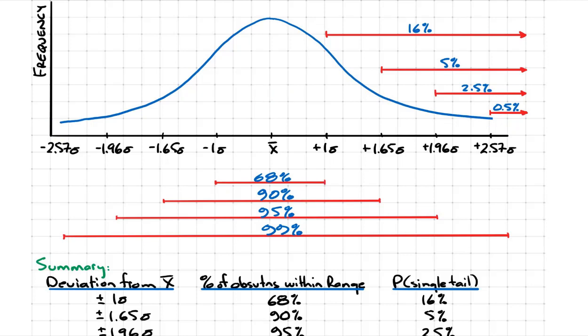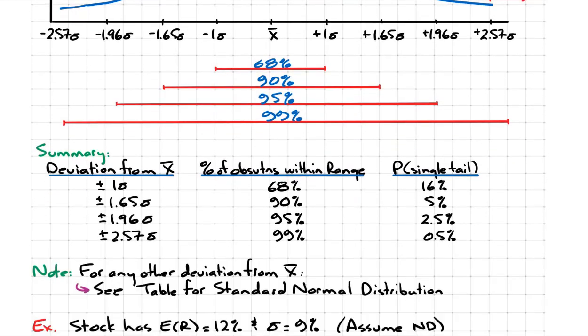And again, ladies and gentlemen, these are very important rules of thumb. So important that I'm going to restate what we just discussed in table format. We're looking at deviations from the mean, so plus or minus 1. The number of observations within that range is 68%. That means the probability of each single tail is 16%.